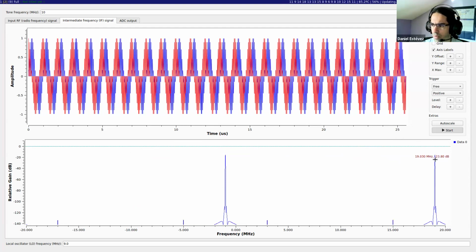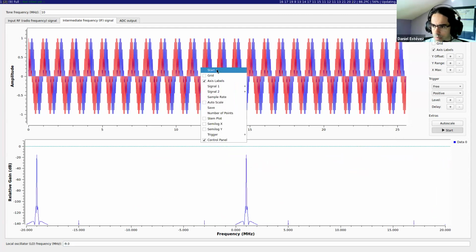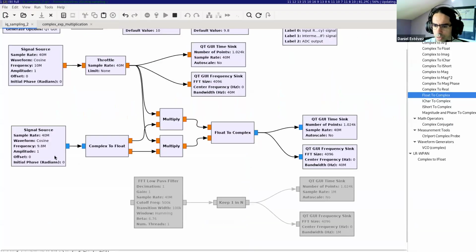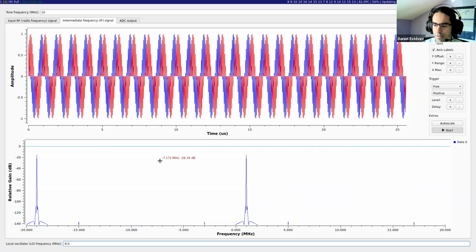This is not really what I wanted. What I wanted is to have this one at plus 10 go near 0. So to do that, I need to use -9 megahertz. And that makes sense. Before, there was no such thing as -9 megahertz in the real signal source, because for a real cosine, the negative frequency is really the same thing as the positive frequency. But now we have a complex local oscillator, so it makes sense to set it to -9 megahertz.